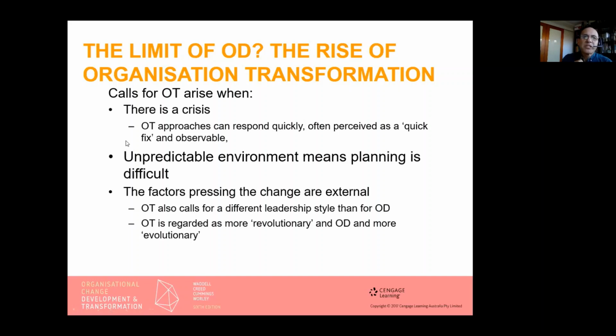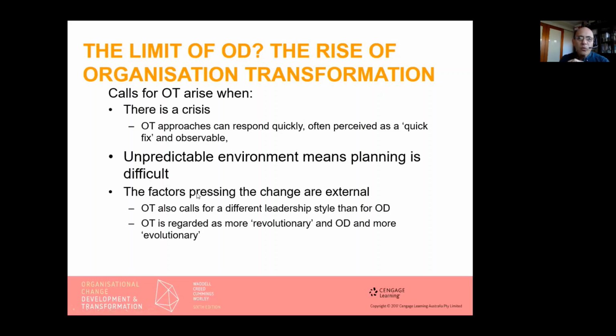All right, there is a limit to what organizational development can do. Nowadays, there's a lot of organization transformation that's going on. In other words, a lot of situations mean that we can't plan for change. It just happens. Again, a perfect example would be the coronavirus situation. If this is a crisis, we need to approach and respond very quickly, and we need to fix the situation very quickly. And it's something that's very unpredictable. So planning is quite difficult, as mentioned here.